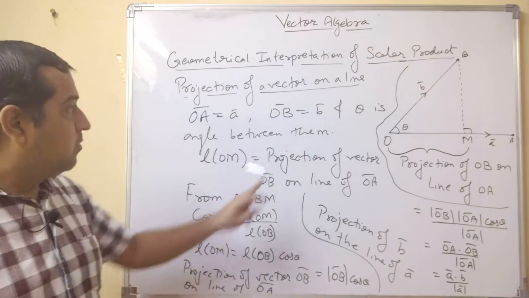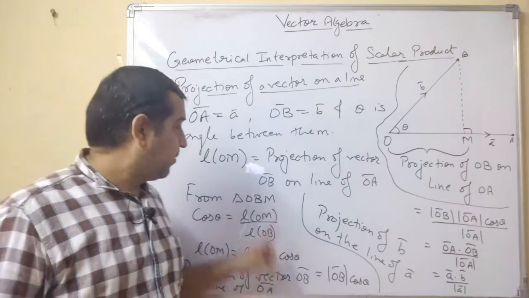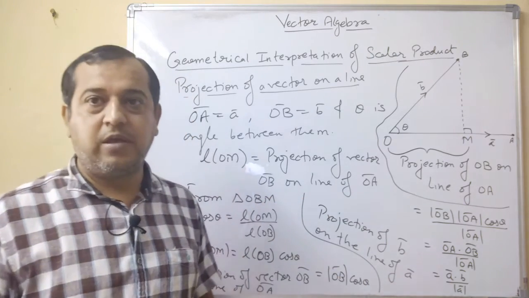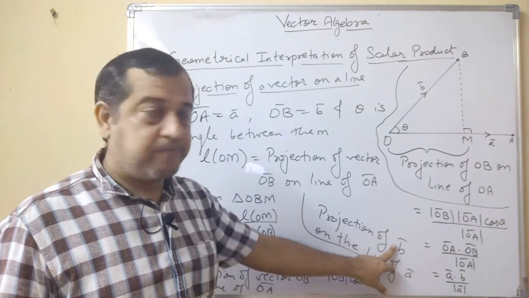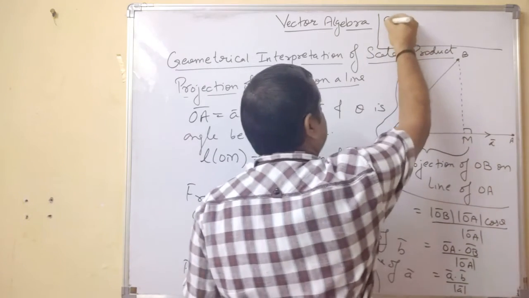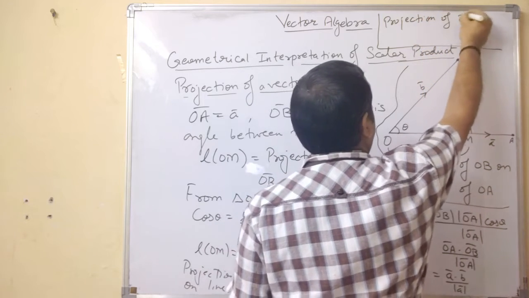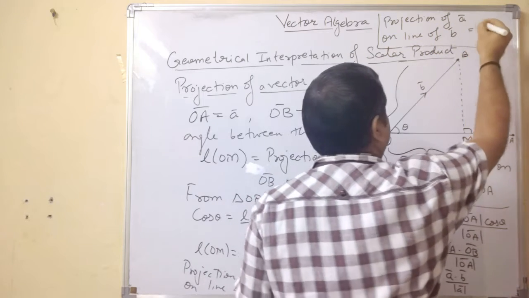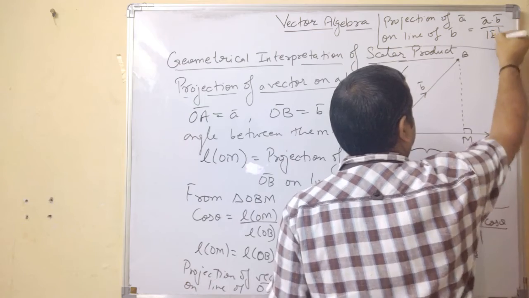Projection of vector OB, vector OB is nothing but vector B, on line of vector OA, on line of vector A. Okay, now in the reverse, if you have to find projection of vector A on the line of vector B, then it will be vector A dot vector B upon mod vector B.